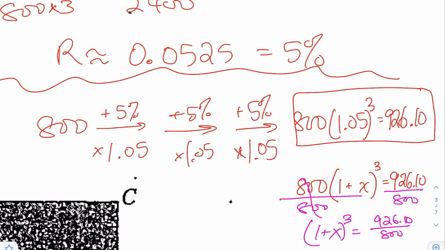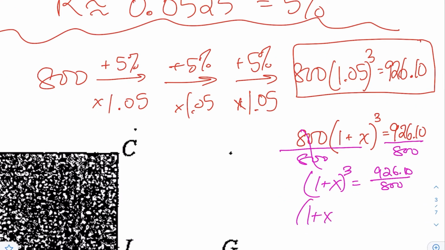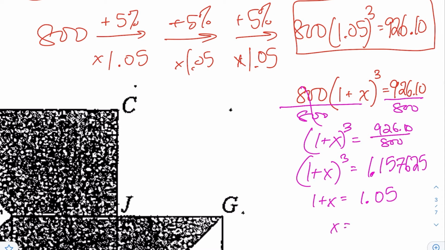So 926.10 divided by 800 is equal to 1.157625. And if you take the cube root of both sides, you get that 1 plus X will be equal to 1.05. And you subtract 1, you'll get that X is equal to 0.05, or 1/20. So that's how you would solve this.